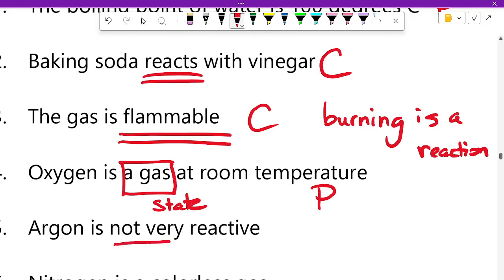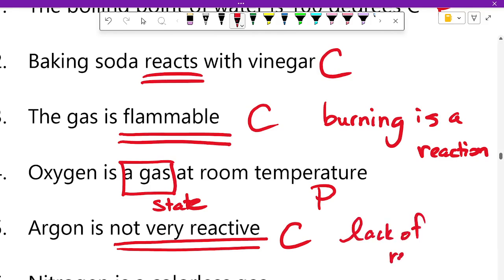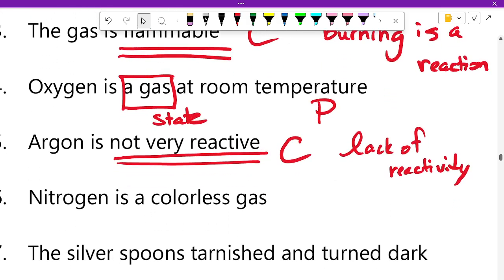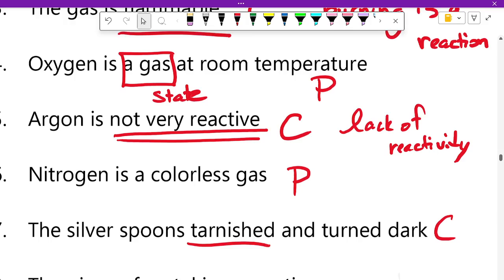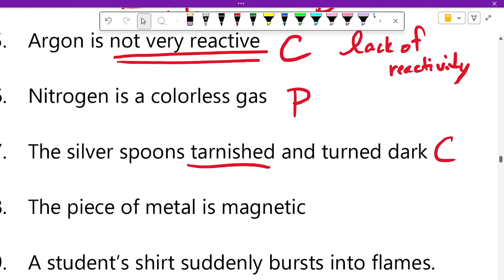Argon is not very reactive. That's going to be chemical because it talks about its lack of reactivity. Nitrogen is a colorless gas. Physical. The silver spoons tarnished and turned dark. That's chemical. We ended up with a new substance, that dark stuff. A piece of metal is magnetic. Physical, because it doesn't change into anything if it's attracted to a magnet.